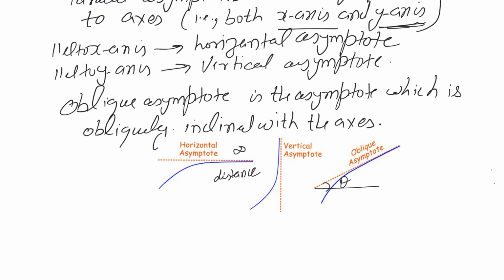Now we will study how to find out the parallel asymptote of any given curve, and once we are able to find the parallel asymptote, after that we will try to learn the technique to find the oblique asymptote. Firstly, we shall learn to find the parallel asymptote.